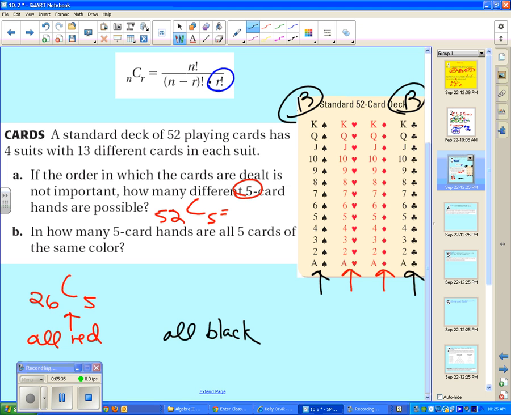So how many black cards do I have to pick from? 26. And how many cards would I want in my hand? 5. We're going to see on the next slide that this is an or situation. I can't have red and black. And anytime that it's or, it's either red or black, I'm going to add.